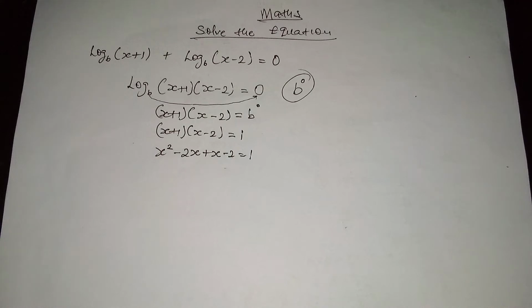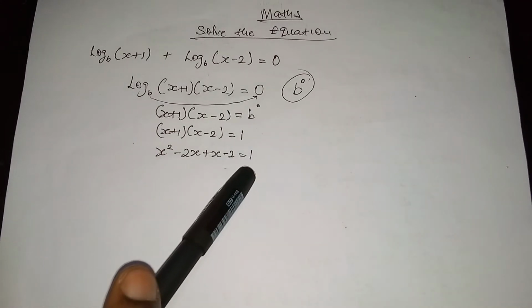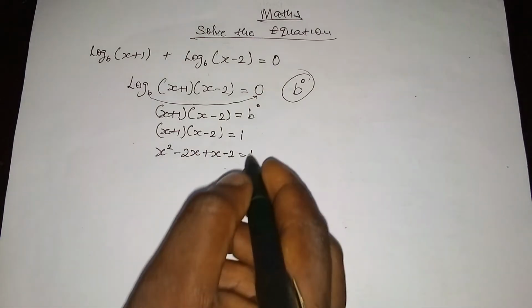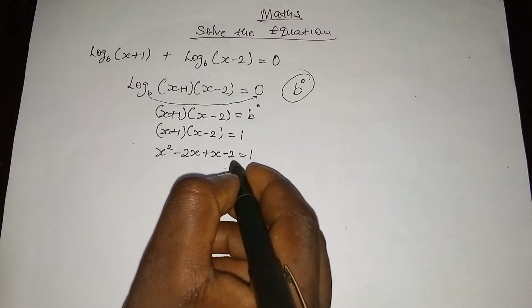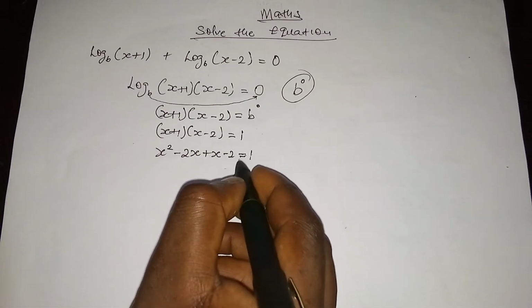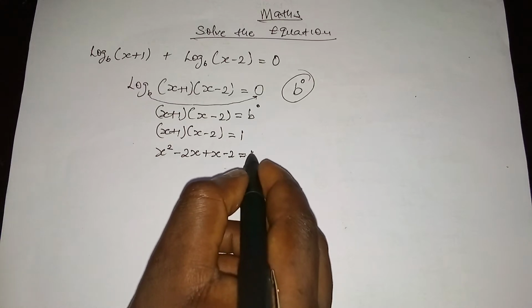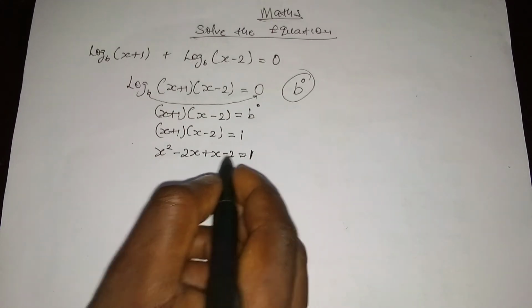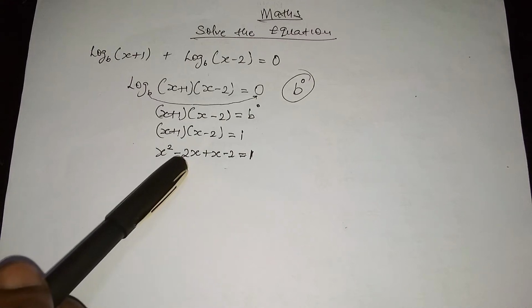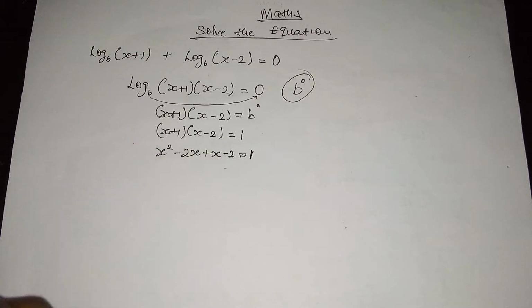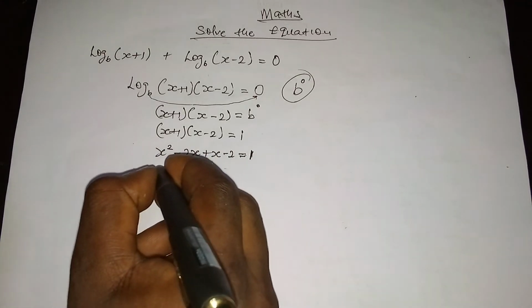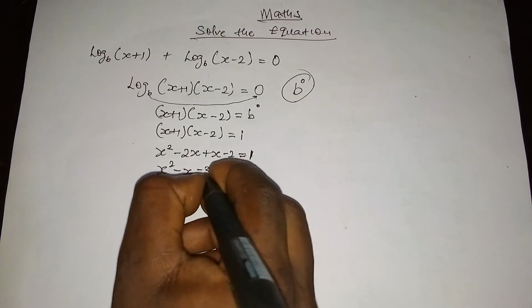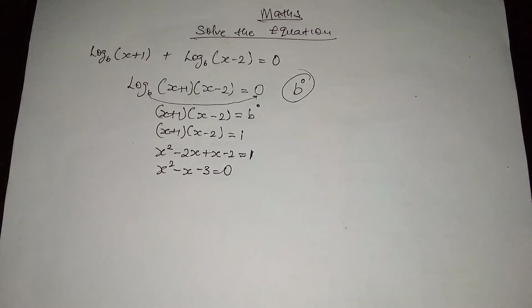So we are going to collect like terms. When I subtract 1 from both sides, moving this 1 to the other side, crossing the equal to sign, it becomes negative 1. To this negative 2 I have here, I have negative 3. And when I add negative 2x and x, I have negative x. I have x squared minus x minus 3 is equal to 0.